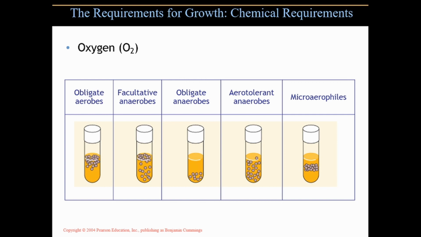Those are the three most common. The next two are not very common categories at all. There are very few bacteria that are aerotolerant anaerobes, and there are very few that are microaerophils. So aerotolerant anaerobes, the name kind of tells you what it is. They can tolerate air or oxygen, but they're more anaerobic.